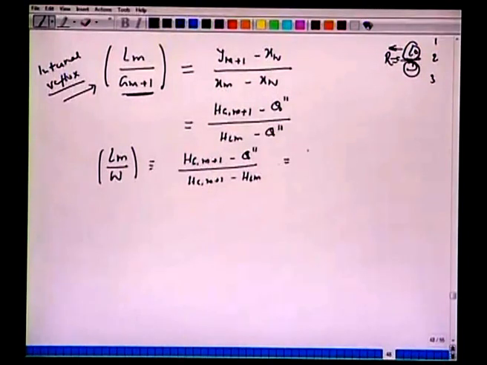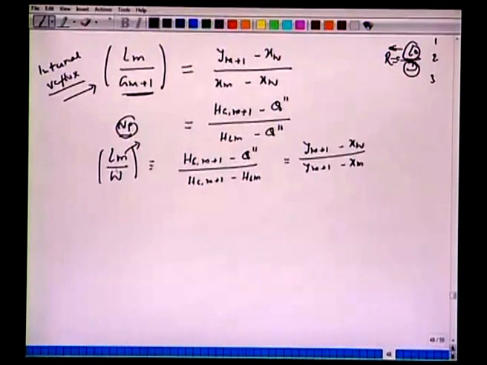So, it is a general H_m. This can be written as (y_{m+1} - x_w) over (y_{m+1} - x_m). So, in this m, if you put Np plus 1, or you put Np, the top and bottom plate, you will get L_Np over W, or L1 over W, or L2 over W, etc.